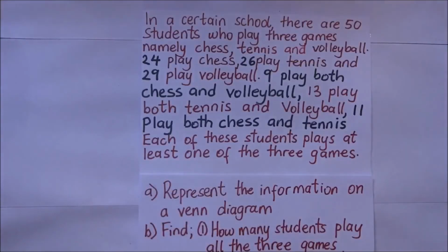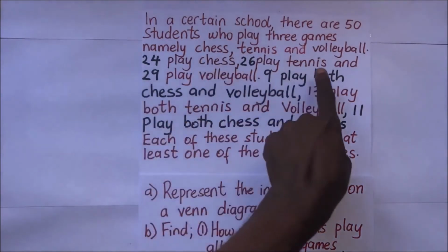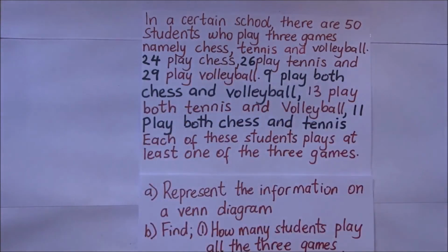In a certain school, there are 50 students who play 3 games. Before we've been dealing with 2 games, now we're dealing with 3 games, namely chess, tennis, and volleyball. 24 play chess, 26 play tennis, and 29 play volleyball. 9 play both chess and volleyball. 13 play both tennis and volleyball. 11 play both chess and volleyball. Each of these students plays at least one of these 3 games.